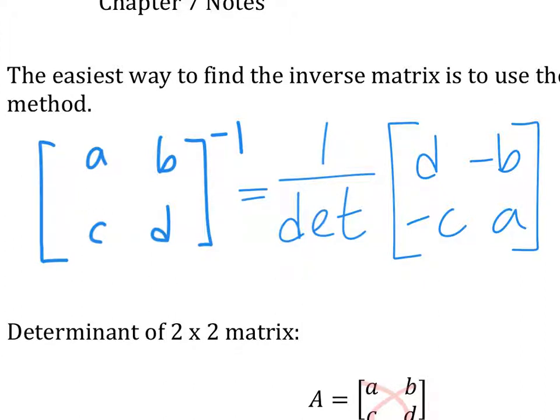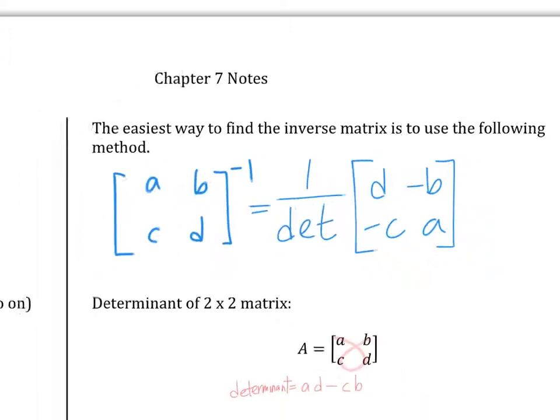Okay, again, 2 by 2 matrix. If you want to find the inverse matrix, first you have to find the determinant, AD minus CB. That goes into the 1 over determinant part. Next, you switch AD and then make BC negative. And then when you multiply that all together, that is the inverse matrix.